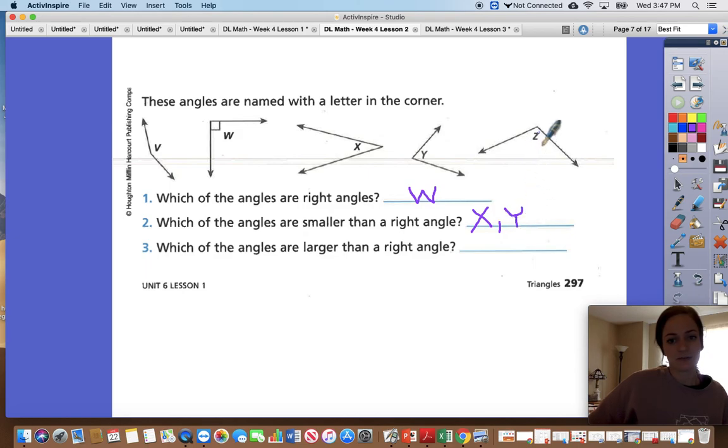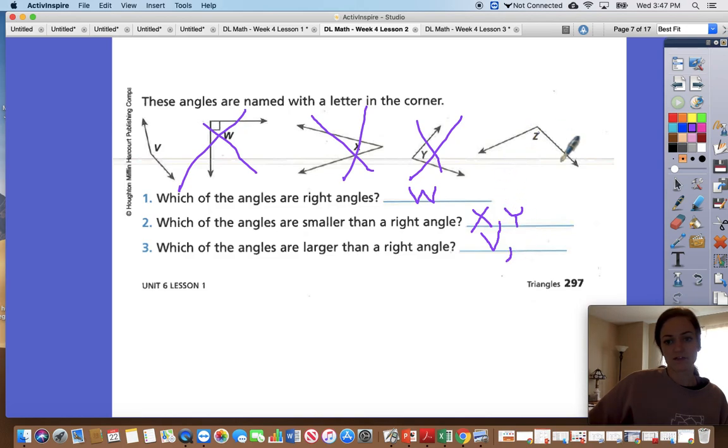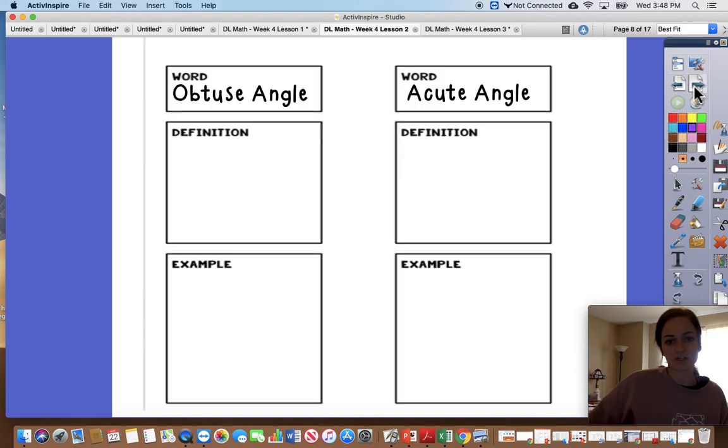And Z. Z, I would say no, that one looks bigger, okay? So then which of the angles are larger than a right angle? So we've already done this one, this one, and this one. So let's look at the ones that are bigger. We've got V, V is definitely bigger. And we have Z, Z is slightly bigger than a right angle, okay? So we'll put Z. And let me just make sure I didn't have, okay.